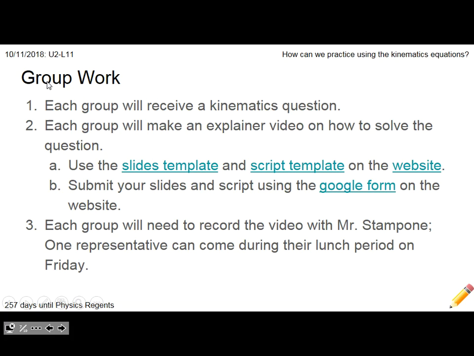So you will have a template that has a spot where you type the question, and I've already made all the equations that you might want to use, okay? And then you're going to submit your slides and your script using a Google form. Okay?